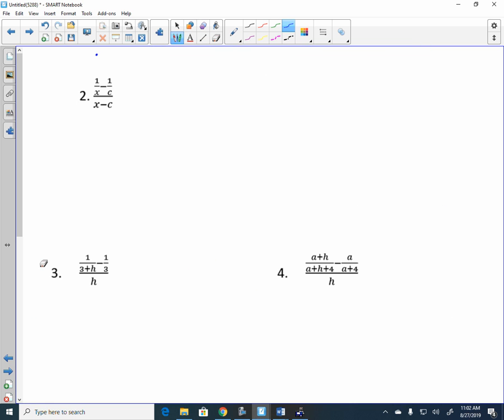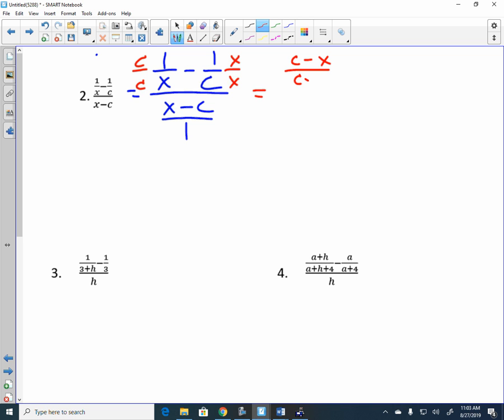So here we go. 1 over x minus 1 over c over x minus c. I'm going to rewrite this as 1 over x minus 1 over c over x minus c over 1. So x minus c over 1, that's the fraction in the denominator. What will I do to the numerator in order to create one fraction now? X over x, very good, Alex. This one by c over c. So what do I have? So c minus x over cx over x minus c over 1.